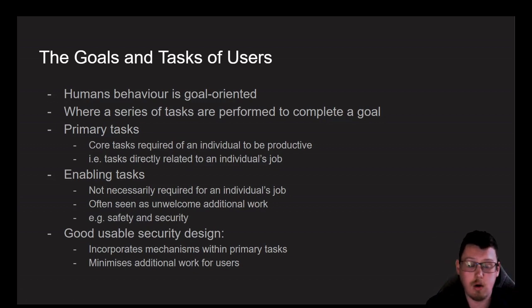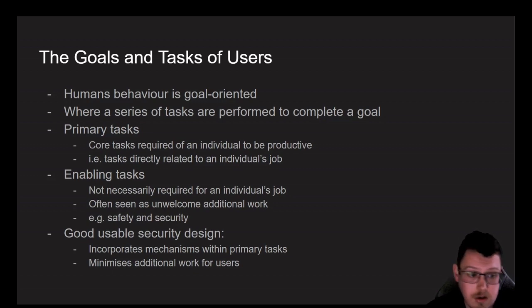So goals and tasks. Humans are goal-oriented creatures, and as I mentioned before, we generally break larger goals down into a series of tasks in order to complete a goal. So there's primary tasks and enabling tasks. Let's think from the perspective of an employee in a business. The primary tasks are the core tasks that are involved with an individual's job role, pretty much. And enabling tasks are ones which are not necessarily required for the job role, and they're usually seen as extra work.